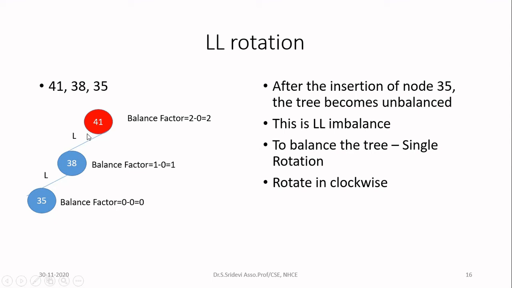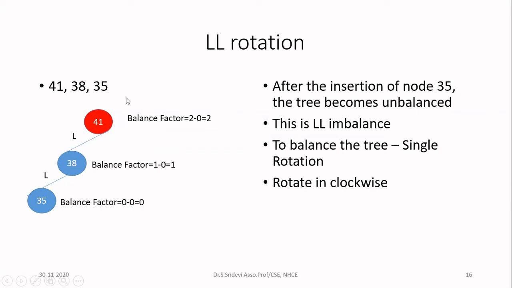So I have to identify what the type of imbalance is. For that, you have to travel from this node till you reach the newly added node. Give a letter for two links only. I'm starting from this node. I have to see in which direction I added the new node. It is in the left subtree of 41, so I'm giving L. Then with respect to 38, 35 is in the left subtree, so you give L. Now start reading from the imbalance node. The first is L and the second one is L. So this is known as LL imbalance, right? We are getting LL imbalance for the given data.